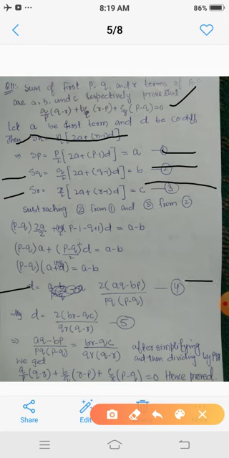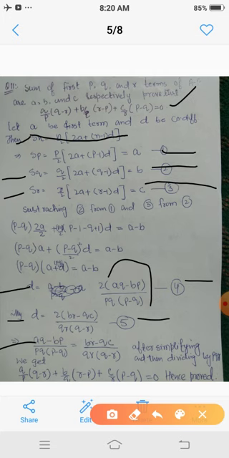Name it equation fourth. Now similarly, by subtracting the third from the second, we get d = 2(Br - Cq)/(qr(q - r)). Name it equation fifth. Now d is from equation fourth equal to this quantity, and from fifth equal to this, but d is the same throughout, which implies that the fourth and fifth are equal: (Aq - Bp)/(pq(p - q)) = (Br - Cq)/(qr(q - r)).